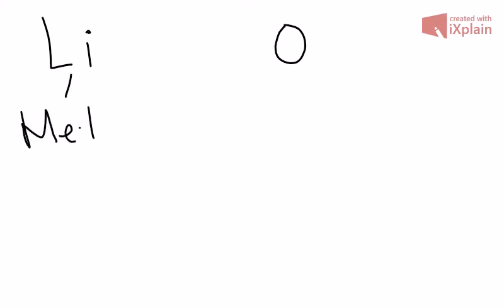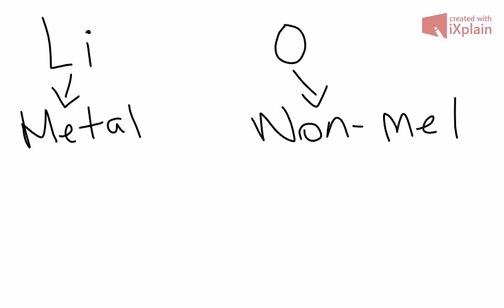So you're going to start off with a metal and a non-metal. So for example, if we were talking about lithium forming an ionic bond with oxygen. So lithium is a metal and oxygen is a non-metal. So automatically I know when lithium and oxygen come together, it is going to be an ionic compound because it's a metal plus a non-metal, okay?